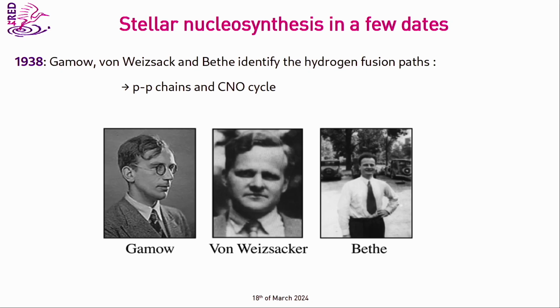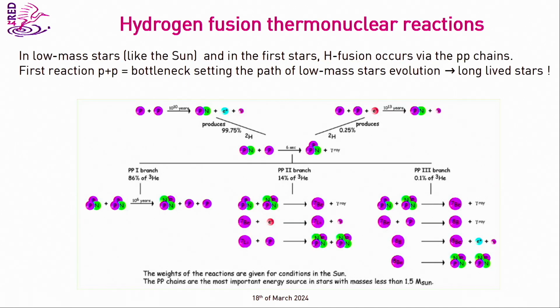So in 1938, these guys, Gamow again and Bethe again, but here is von Weizsäcker, identified the fusion paths for hydrogen, and there are two fusion paths for hydrogen, what we call PP chains and the CNO cycle. Let's look at it. In low mass stars, like the sun, the product of hydrogen burning, or hydrogen fusion, is helium. So the net product is that you use four protons, and you build one alpha particle.